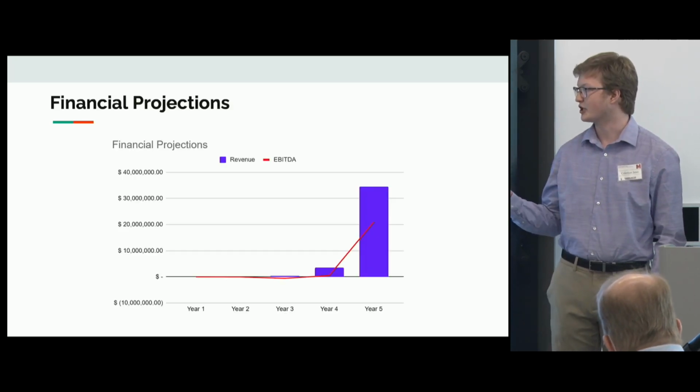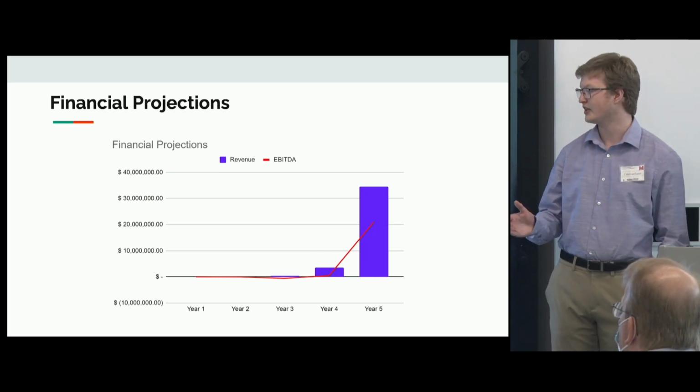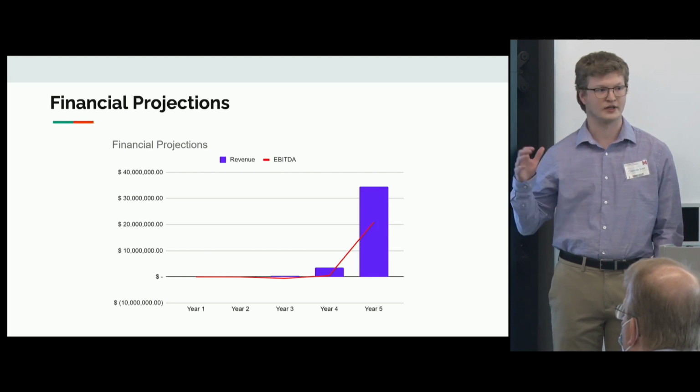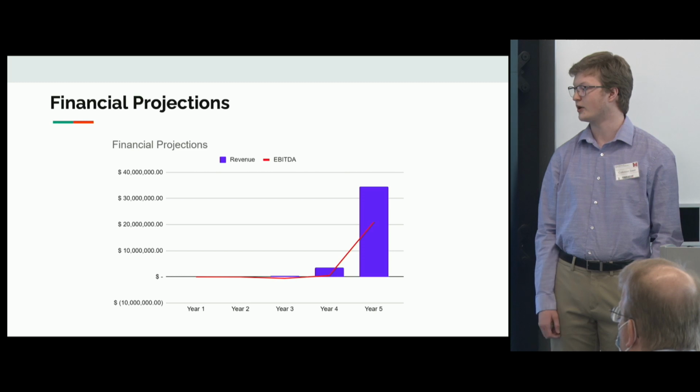In our financial projections, over the first 4 years, our costs build as we develop the technology and hire more employees. And then in the 5th year, as we focus more on sales and increasing subscription rate, our revenue exceeds those costs and our margins begin to grow as well.